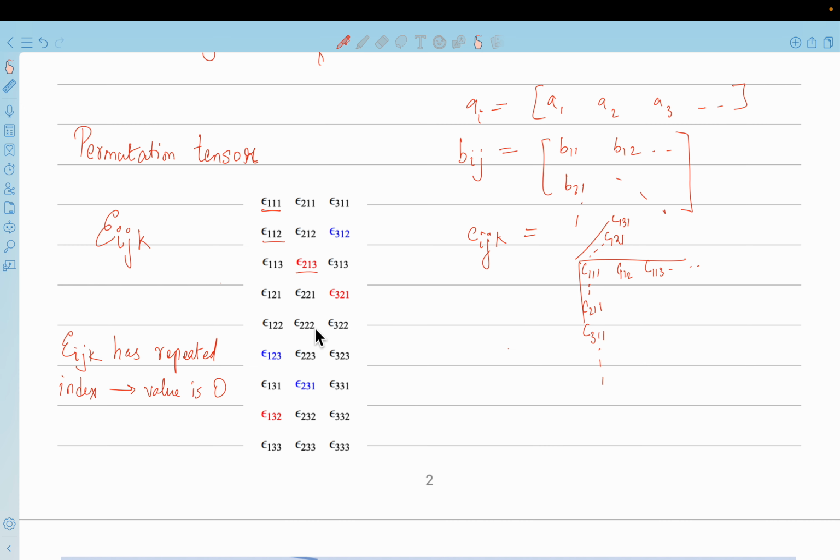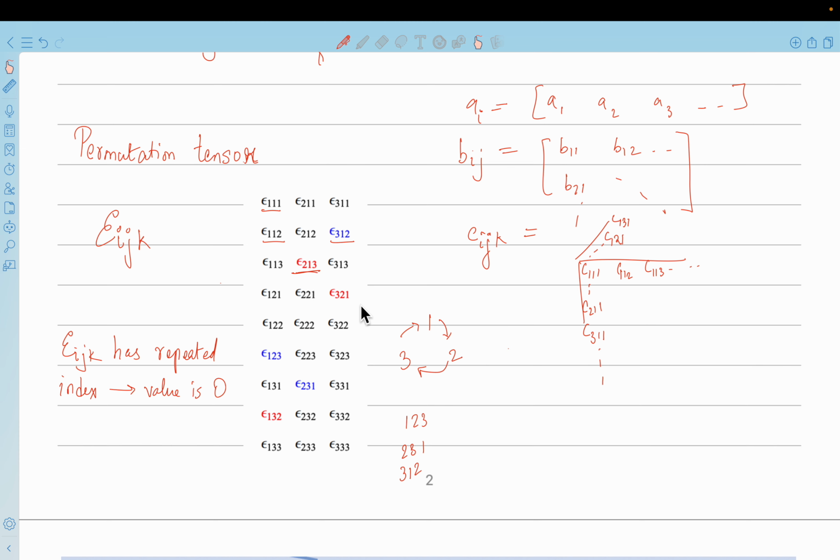Now what is the difference between those which are in blue and those which are in red? So if you see, for example, 312 and 213. Now there is no repeated index, that is clear. But if I write 1, 2, 3 and we go in the clockwise direction, we can either have 1, 2, 3, or we start from 2, so we have 2, 3, 1, or we start from 3, so we have 3, 1, 2. Okay, so these are the possibilities when you are going in a cyclic manner.